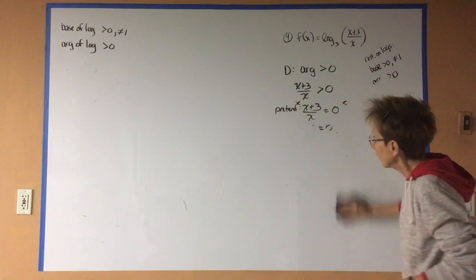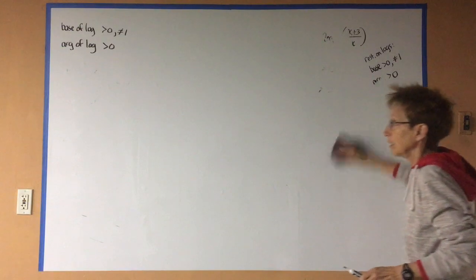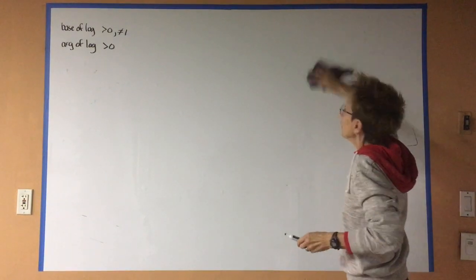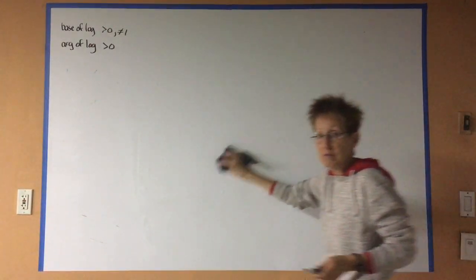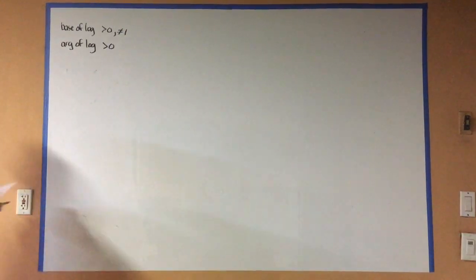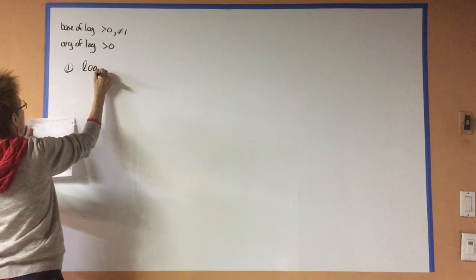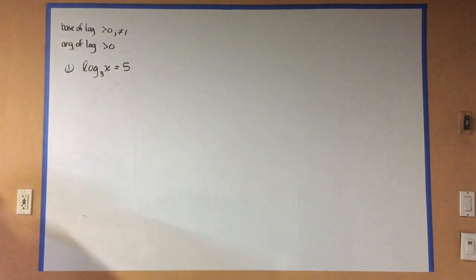And so when I'm solving equations that involve logs, I always have to double check and make sure that I am respecting those restrictions. And if my answer doesn't respect those, then I have to get rid of it. So let's try this idea with number 1, where they've asked me to solve log base 3 of x equals 5.